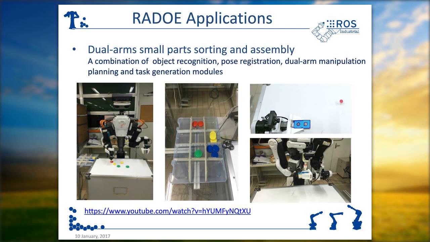Another demo we did based on RADOE is dual arm small parts sorting. We're using a dual arm industrial robot, Nextage from Kawada Industries, and we did some small parts sorting and dual arm manipulation. This is a combination of object recognition, pose registration, and dual arm manipulation. All these packages are available in RADOE as packages and plugins, so it's very easy to configure. And this project was built by 2 final year students.